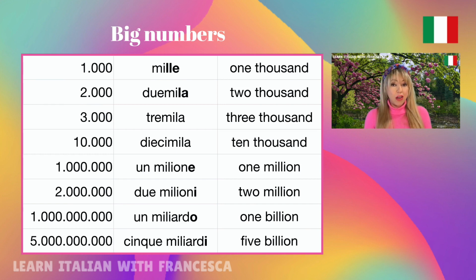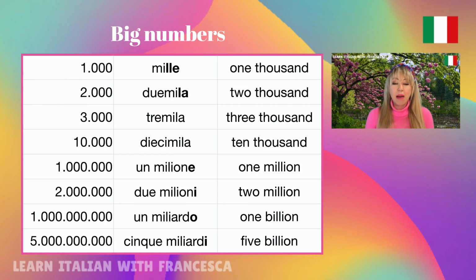5000. When forming larger numbers, you just keep adding the numbers all together. For example, 1150, all one big long word.